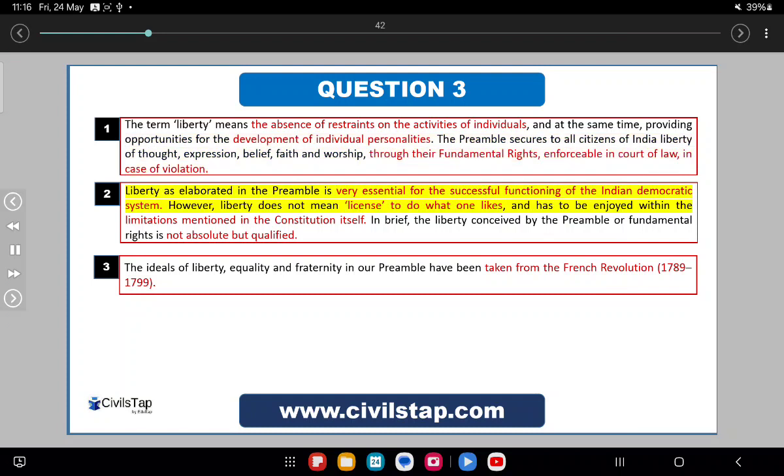1. Liberty as elaborated in the preamble is very essential for the successful functioning of the Indian democratic system. However, liberty does not mean license to do what one likes, and has to be enjoyed within the limitations mentioned in the Constitution itself. In brief, the liberty conceived by the preamble and fundamental rights is not absolute but qualified. 2. The ideals of liberty, equality and fraternity in our preamble have been taken from the French Revolution, 1789-1799.